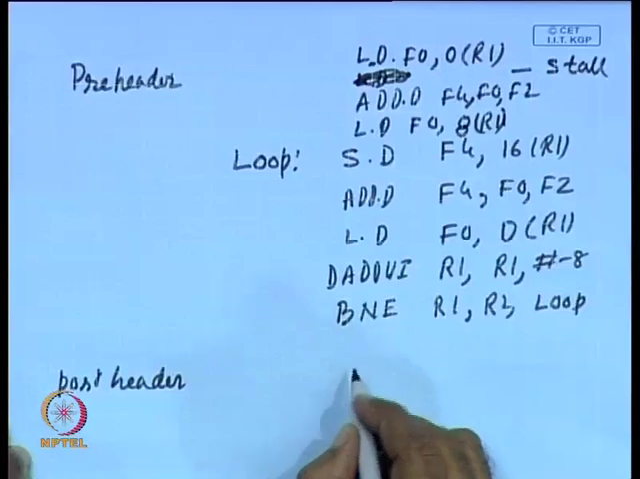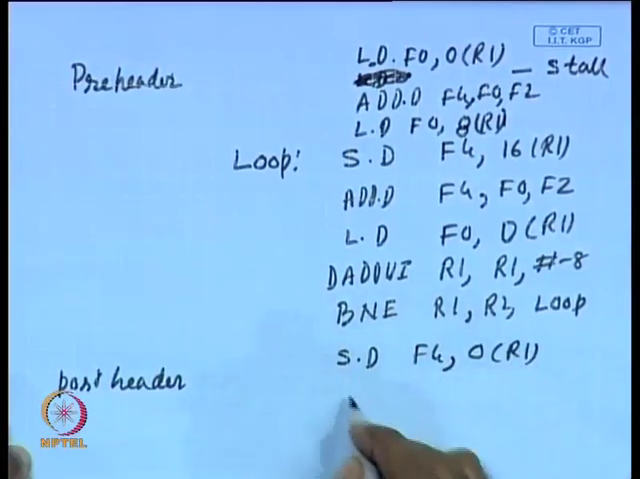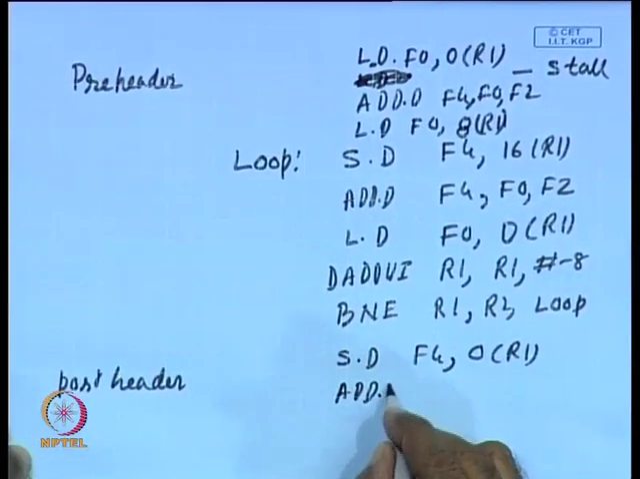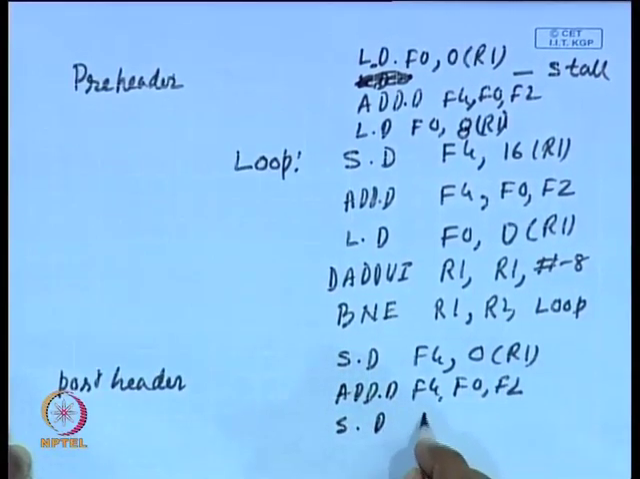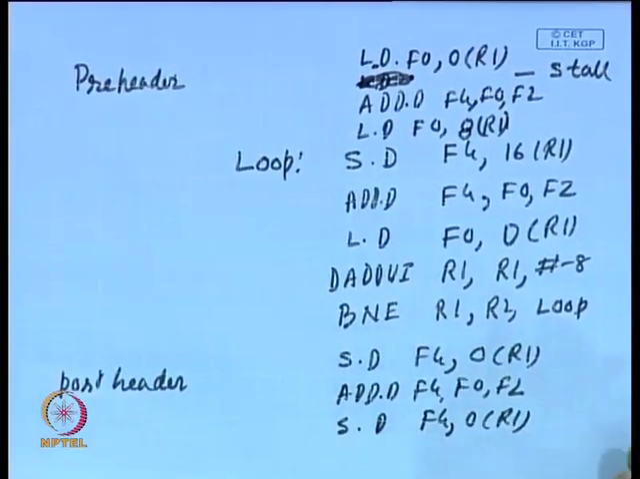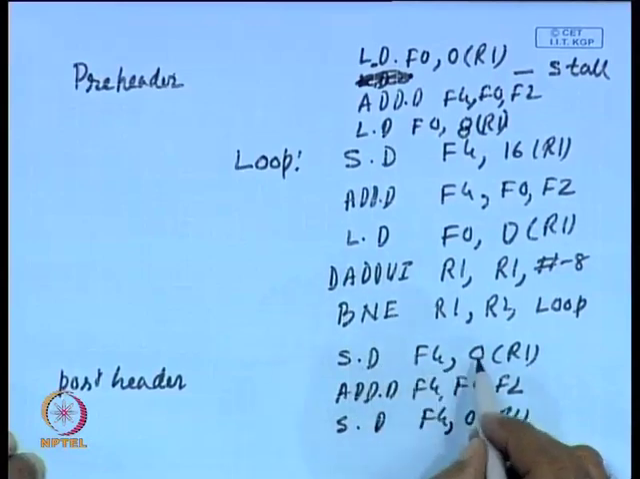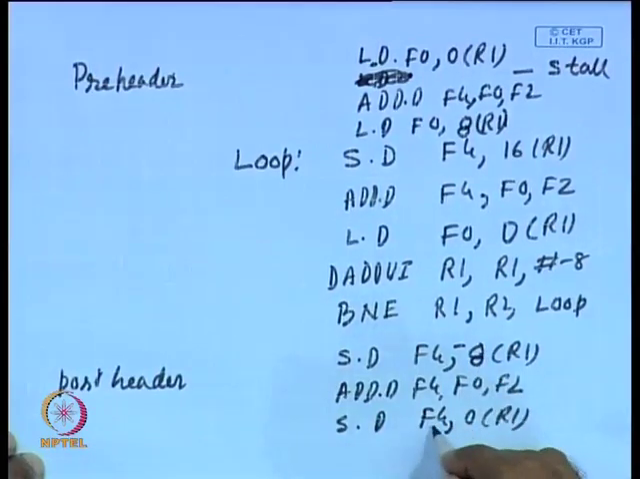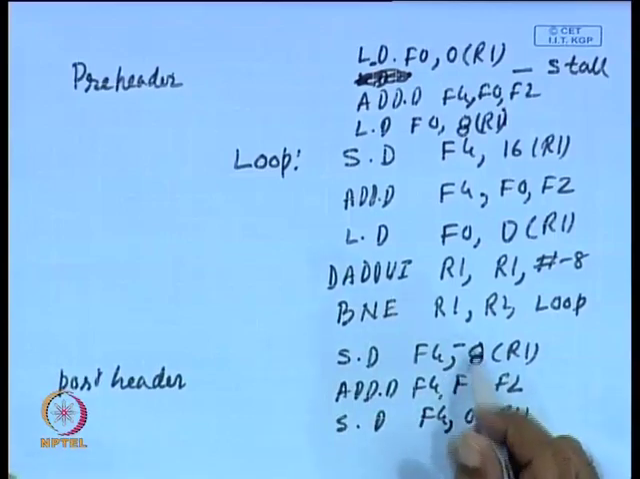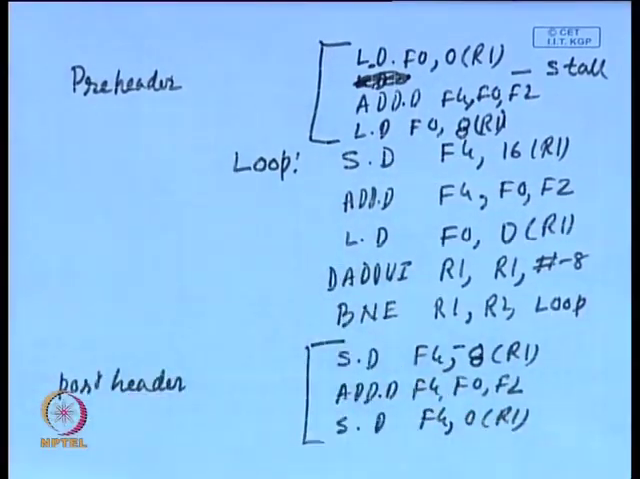Your post header will require three instructions: store double F4, 0 R1, add double F4, F0, F2, and then store double F4, 0 R1. Now, you see, you have to adjust the value of R1 here such that these two are stored in two different places. So, here actually this will be minus 8 and this will point to the proper array elements. That means storing has to be done in a different way. So, these three instructions and these three instructions are to be executed before and after this loop body. That will form the pre header and post header.